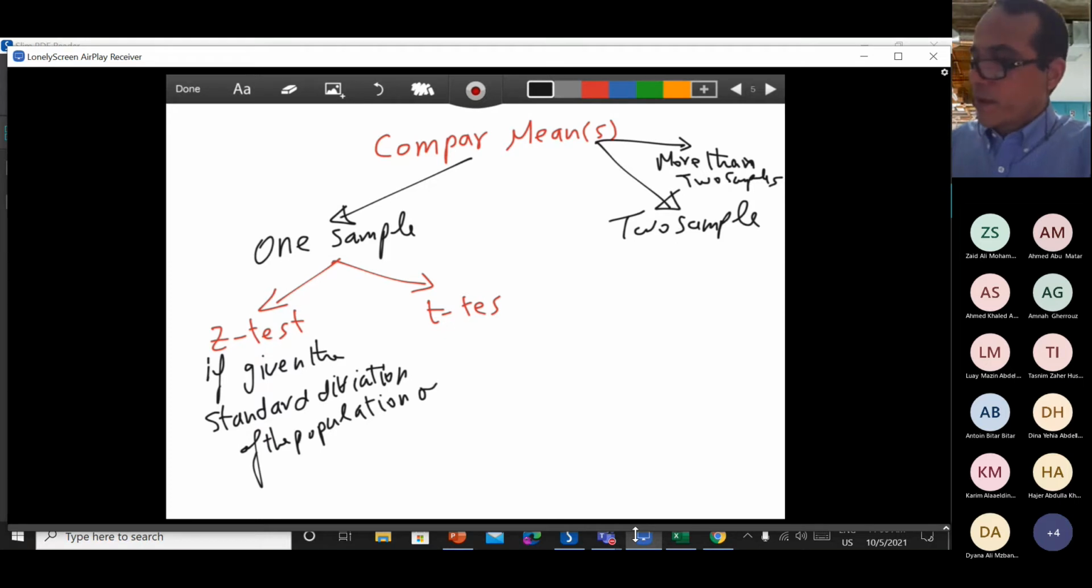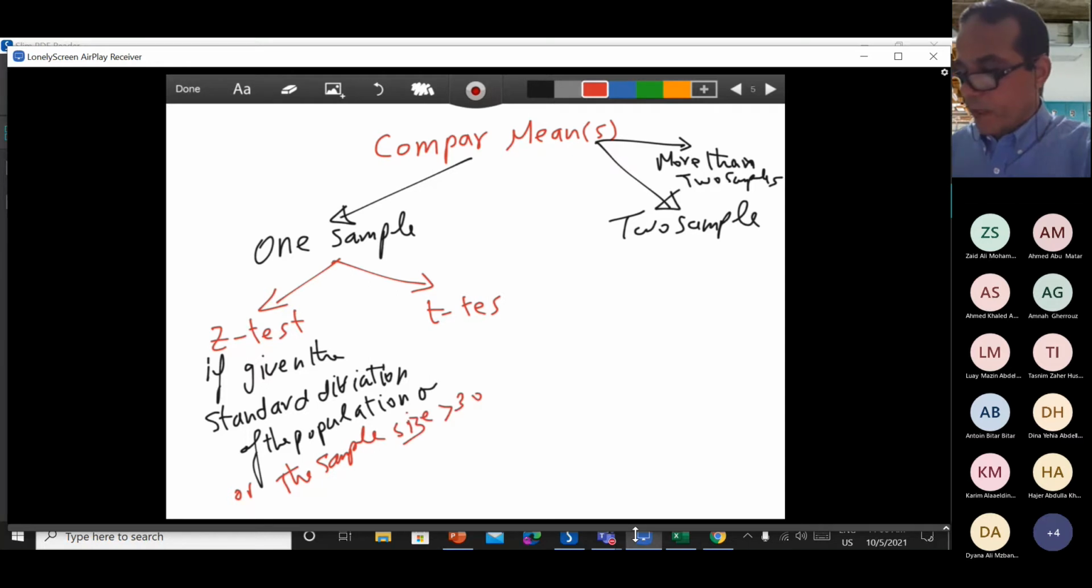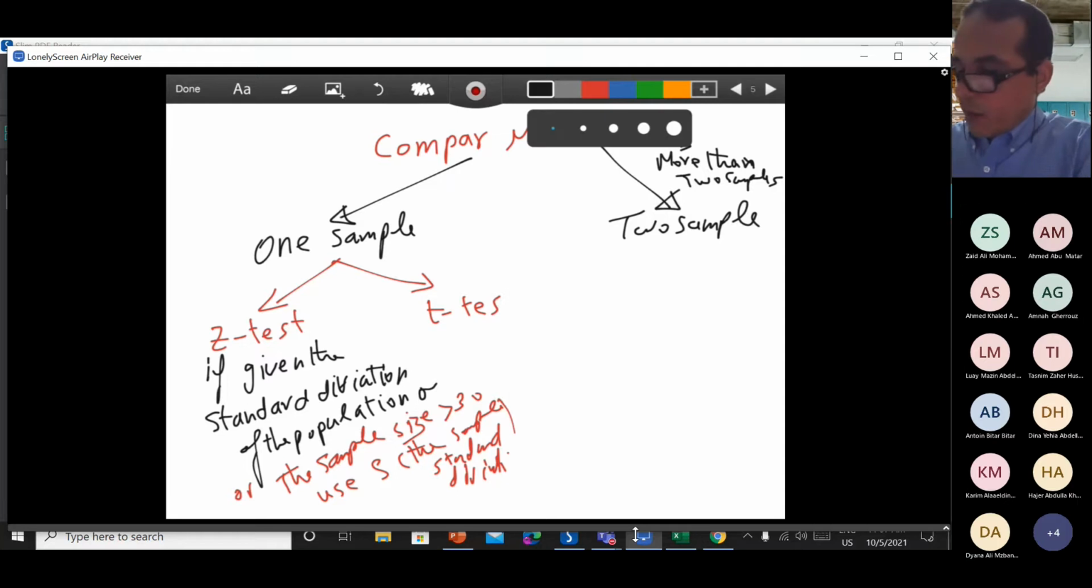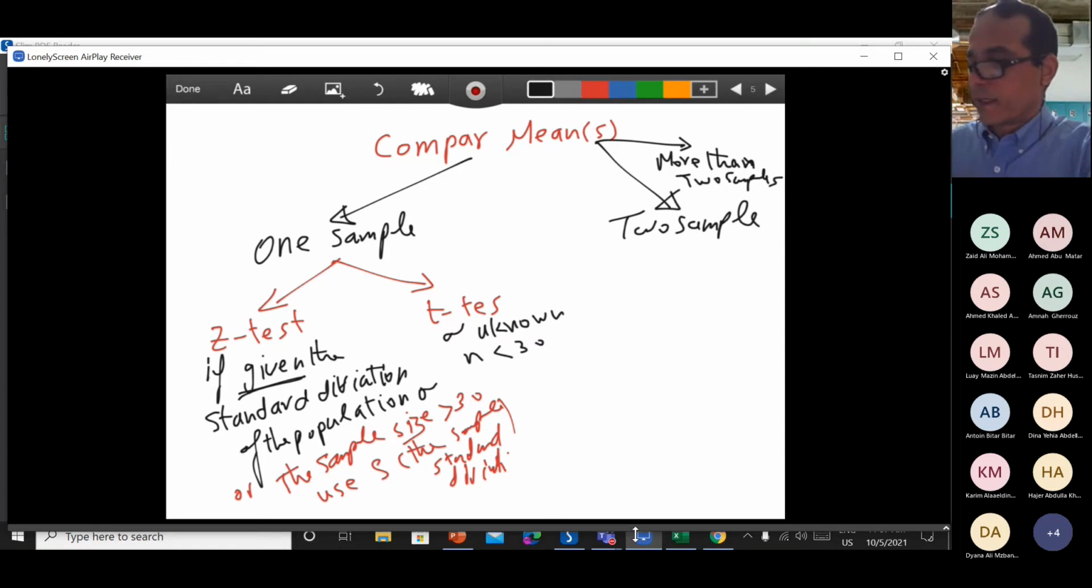Sigma, right? Or sometimes when you have the sample size bigger than 30, which I don't like, but anyway. So in the formula, you just replace sigma by S, the sample standard deviation, okay. If you are not given sigma, sigma is unknown, you go for t-test. Or when n is less than 30, you go for t-test, okay.